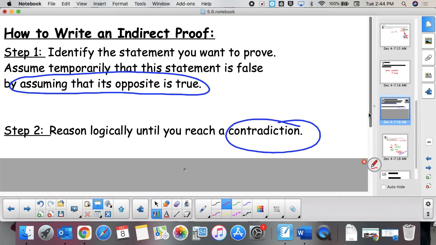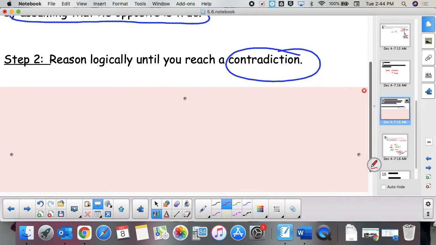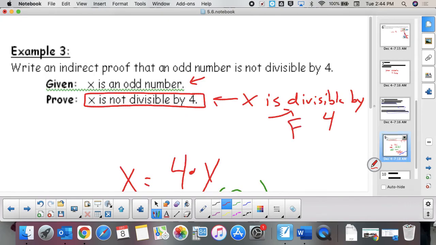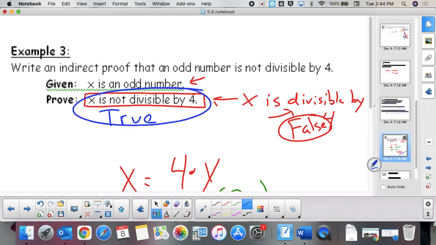So then the last thing to do, once you find that contradiction, is point out that your desired conclusion must be true because the contradiction proves that that assumption was false. Meaning, this has to be false. We just proved that that's false. Well, if that's false, the opposite has to be true. So this has to be true then. That has to be the case. There's no other option. That's why it can only work in a true or false scenario, right? Where it's either yes or no. There's no maybe, there's no sometimes. It's either yes or no.